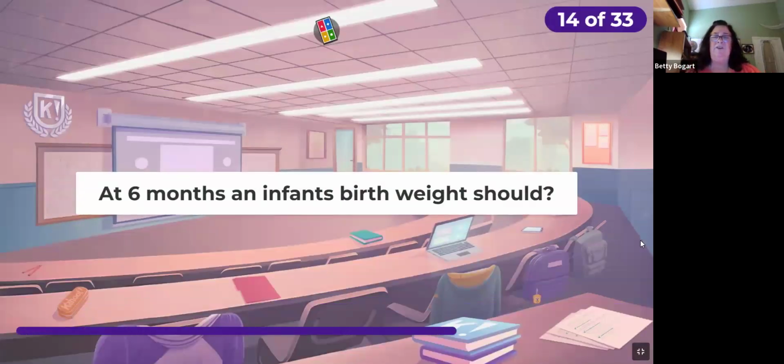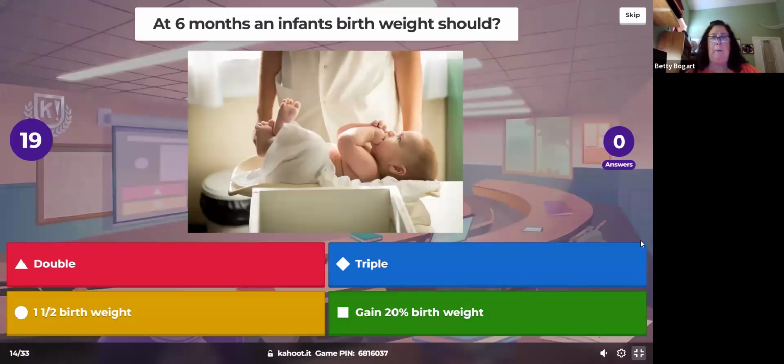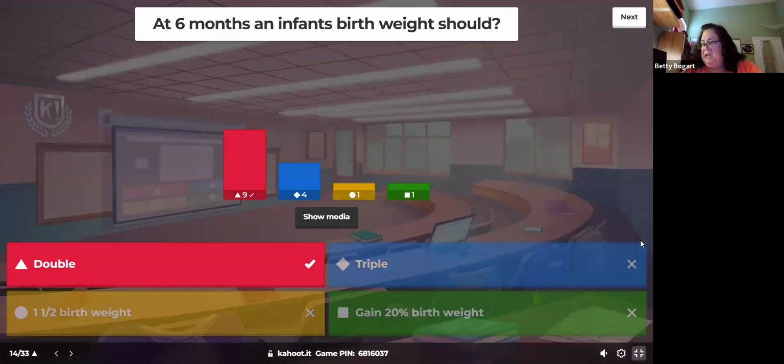At 6 months, an infant's birth weight should what? Well, I told you that a 7-pound baby at 1 year old has tripled his birth weight, right? At 6 months, what do you think they've done? And then I'll say, why do we need to know? It's actually, we double at 6 months.